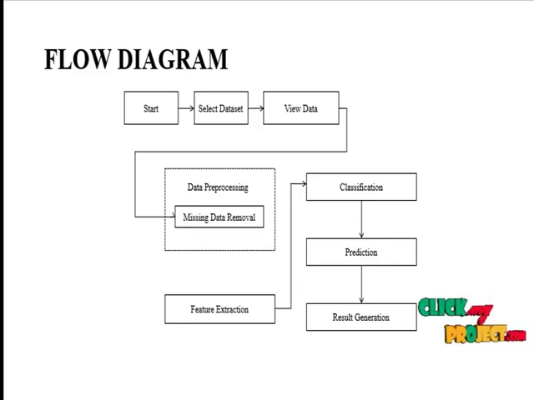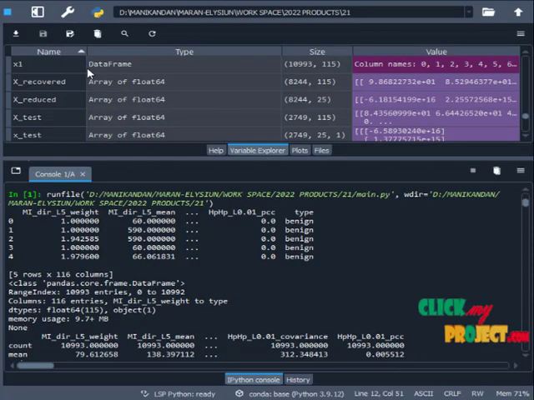In classification we are going to apply three different algorithms, one machine learning algorithm and two deep learning algorithms. The machine learning algorithm is random forest, and the deep learning algorithms are convolutional neural network and deep neural network. Finally we are going to predict whether it is malware or benign. Then we are going to generate the result in terms of accuracy, precision, recall and F1 measure. I executed my program in Anaconda Navigator Spyder IDE. So these are the results of my program.